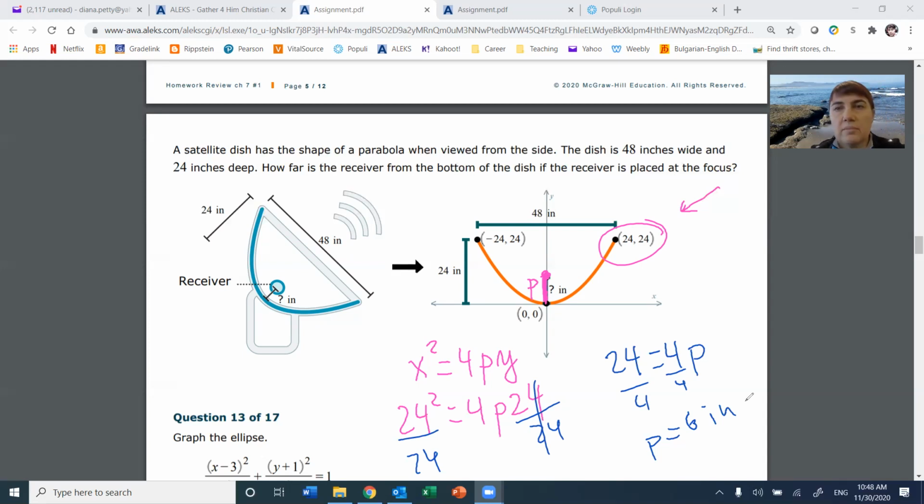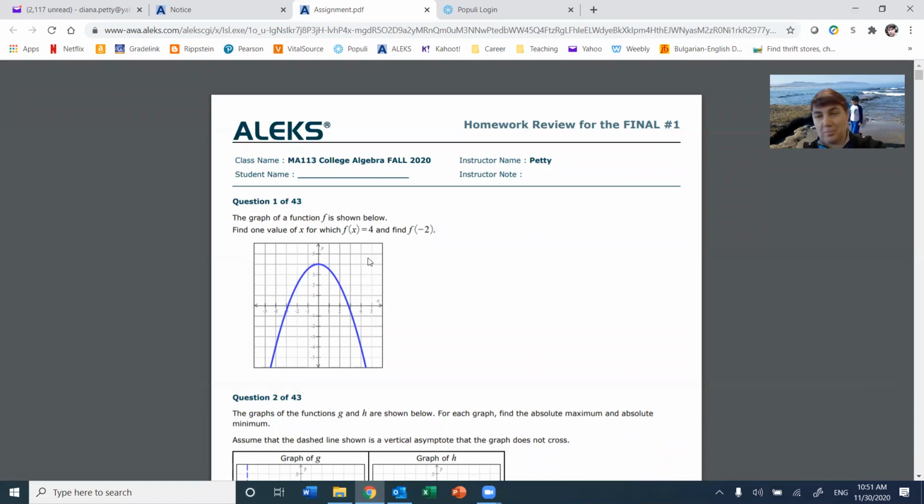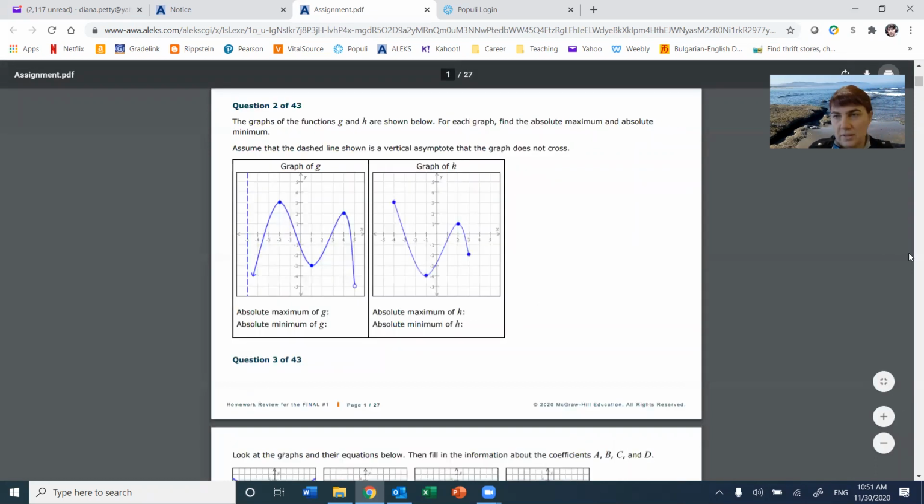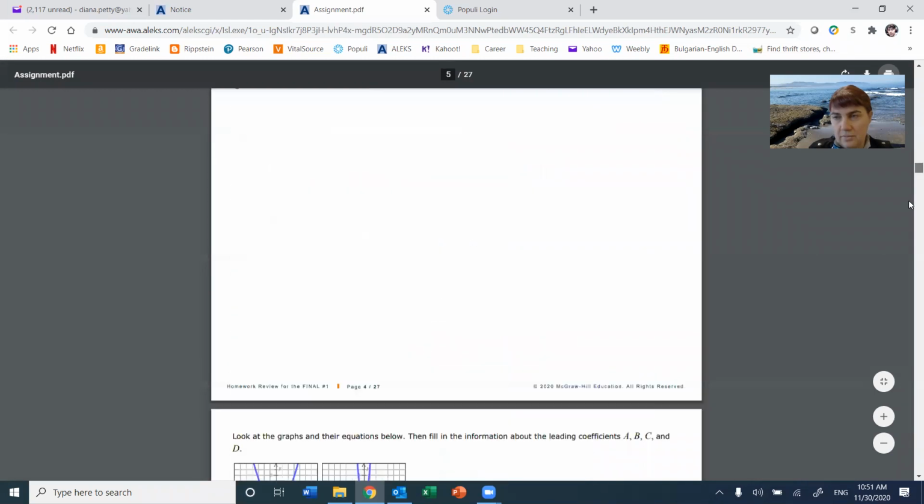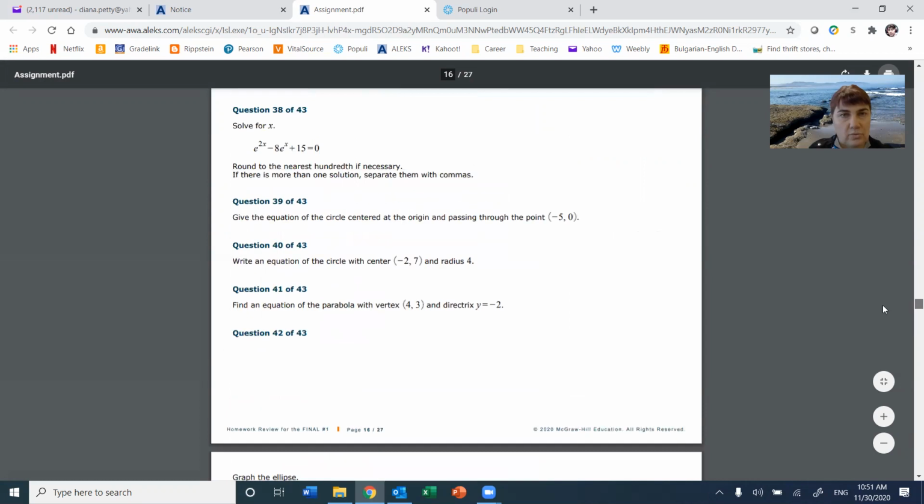So let me pause this for a second. Okay, so we're going to start review for the final, more chapters. And we're going to start with the last problems, so we can practice a little bit more the parabolas and circles and ellipses. Okay, we're going to 39. We'll start with 39.